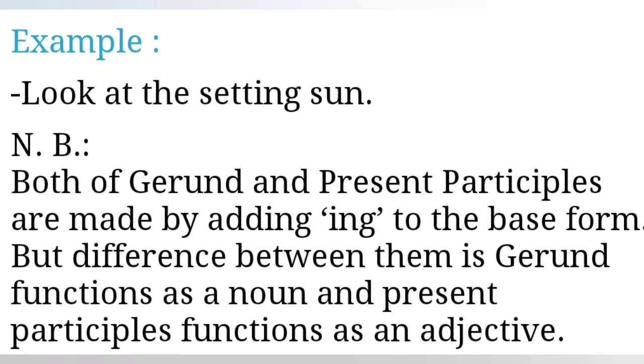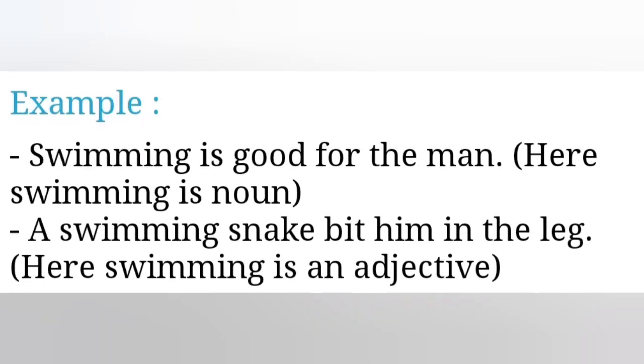Both gerunds and present participles are made by adding ing to the base form, but the difference between them is that a gerund functions as a noun and a present participle functions as an adjective. Example, swimming is good for the man. Here swimming is a noun. Swimming snake bit him in the leg. So here swimming is an adjective.